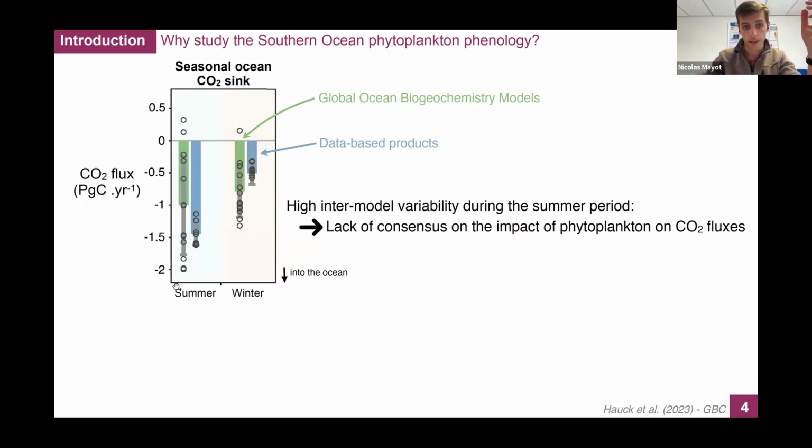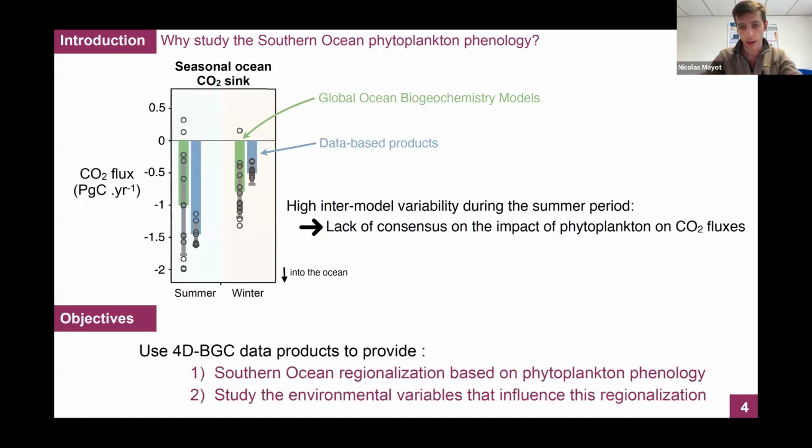And so we can see that in summer, for the ocean models, there is a lack of consensus about the impact that the phytoplankton have on the CO2 fluxes. And so that's why it's important to provide more information about mostly the timing of the bloom, the amount of production which is happening, the variability, etc.